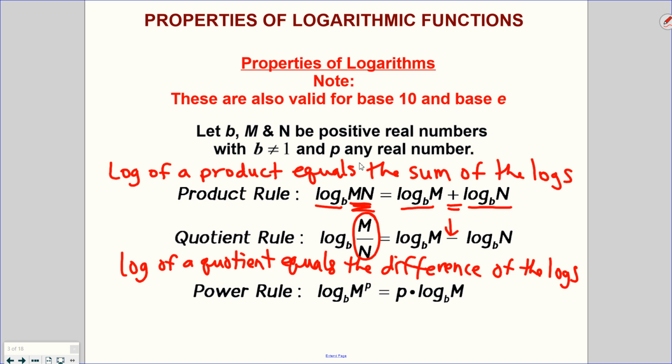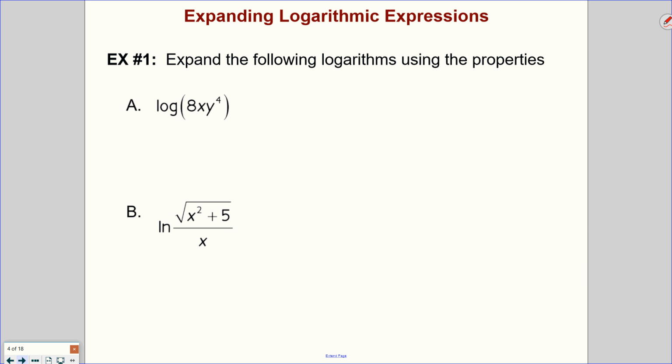And then the power rule, we just take the power and it gets multiplied in front. So there's not really words for that. Just remember, you can take a power when it's inside and multiply it in front. So these are all things that you would have had in Algebra 2, but we're going to go ahead and do some review with it. And so we'll talk about how to do all those things.